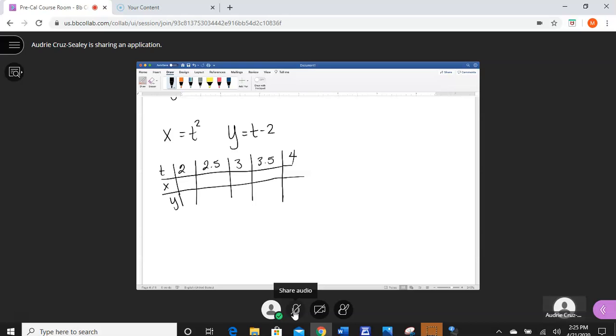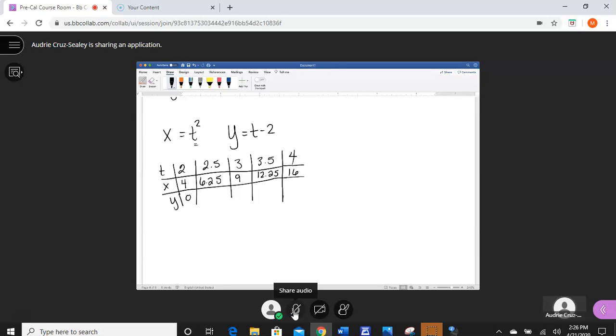So for X, you would get 4, 6.25, 9, 12.25, and 16. All I did was substitute the T values into here in order to figure out what X is going to be. I'm going to do the same thing for Y.